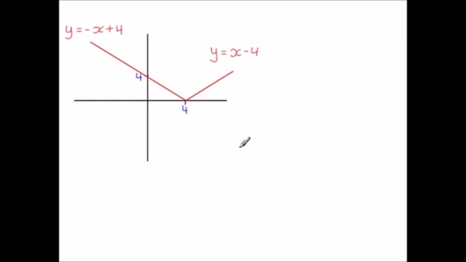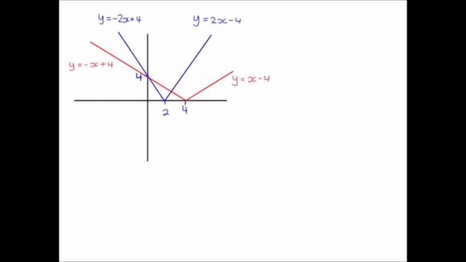Now we're going to put both modulus graphs together. There are 2 points of intersection between these modulus functions, and this one here has an x coordinate of 0. That's obvious from the graph.